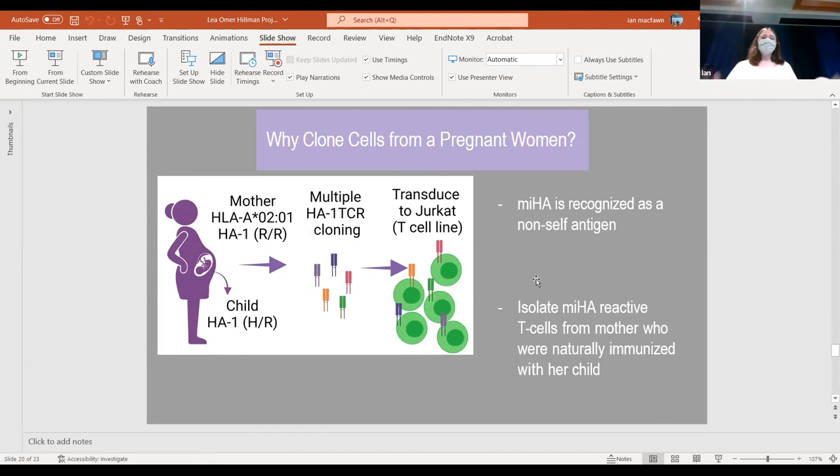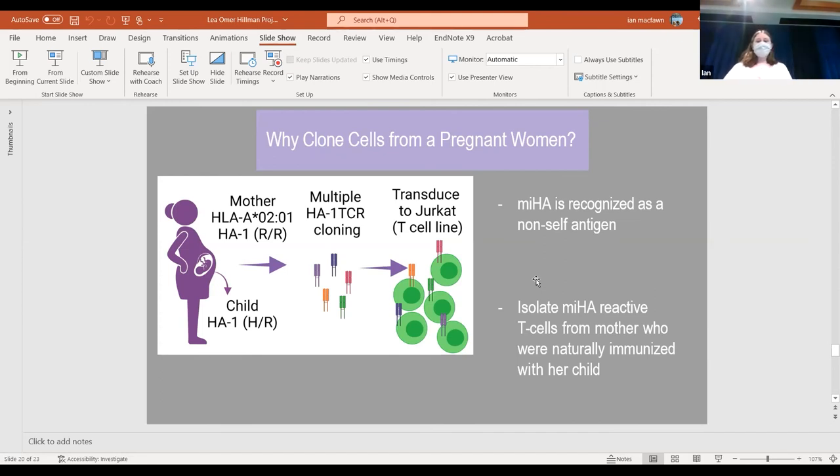So why clone these cells from a pregnant woman? Well, if you look, the mother is HLA-A0201, which is just like the HA1 specific thing. And she was RR, which means she had no mutations, everything was fine. But her child was HR, which means there was potentially that mutation. It could really go either way. If it's HR, it's almost like a dominance with the H. But it also could be, I don't want to say it's always going to be cancerous. There's variation, like it could or won't always be.